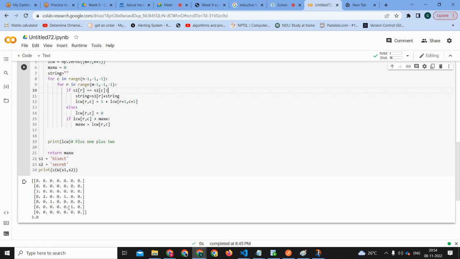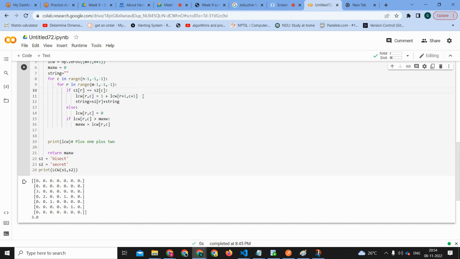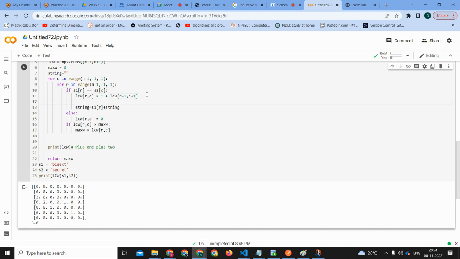Repeat. If we check what? R minus 1. That means the previous upper diagonal. The string statement that you have written, you can just put it below this LCW. Fine. Go ahead. And we can put the string statement inside the if statement. Sure. And there we can write if S1 R minus 1 equals to S2 C minus 1. This might work, I think.